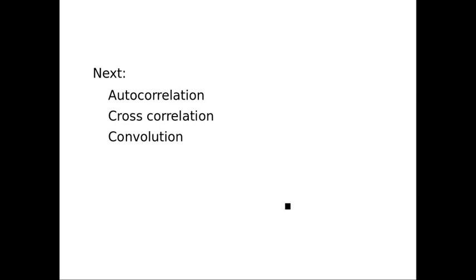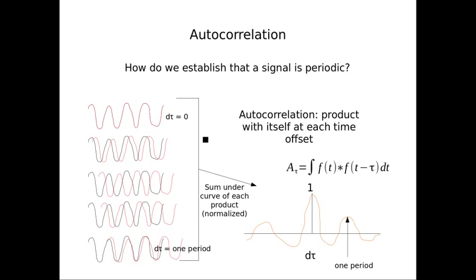Okay, so next we'll move on to a few concepts that you might use for signal processing, which are autocorrelation, cross-correlation, and convolution. Okay, so first the autocorrelation. One question that the autocorrelation can answer is, does a signal seem to be periodic? Let's see how this works.